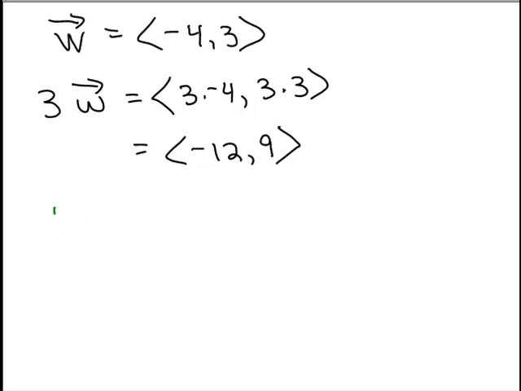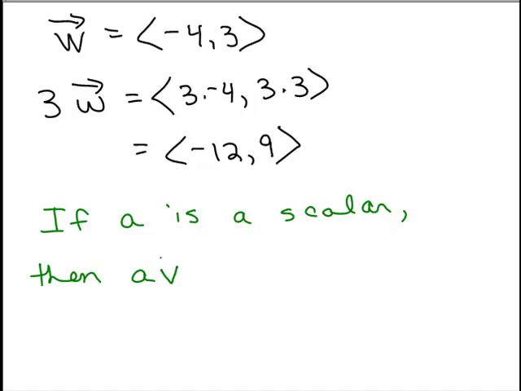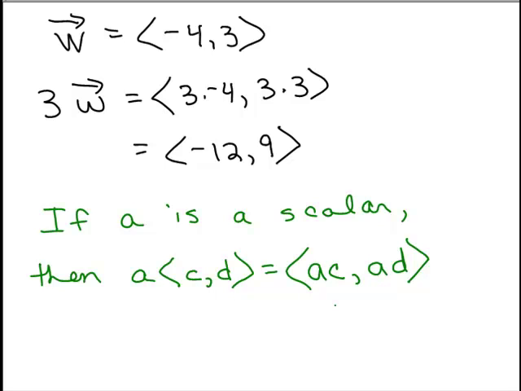So in general, here's how it works. If a is a scalar, remember a is just the number, then a times some vector v, let me write the vector v in component form, let's say it is ⟨c, d⟩. You know it's a vector by these pointed brackets here. This is the same thing as ⟨ac, ad⟩. So that's how you do multiplication with a scalar times a vector.